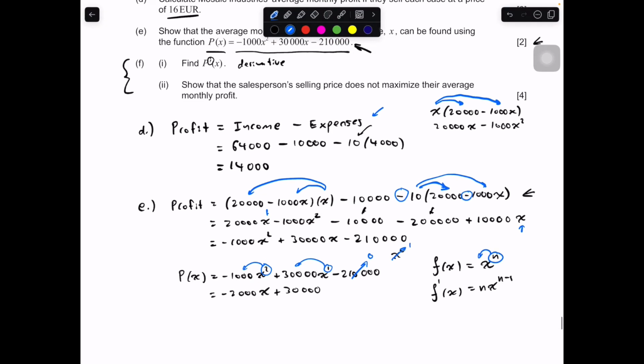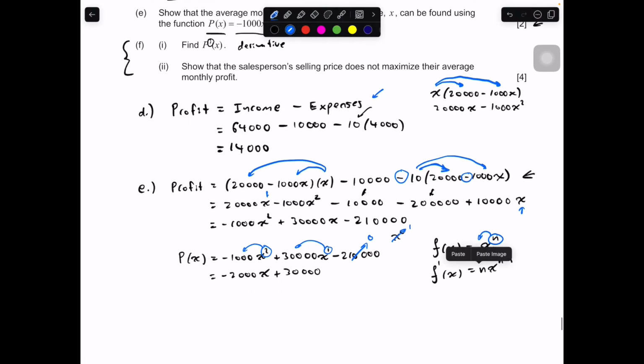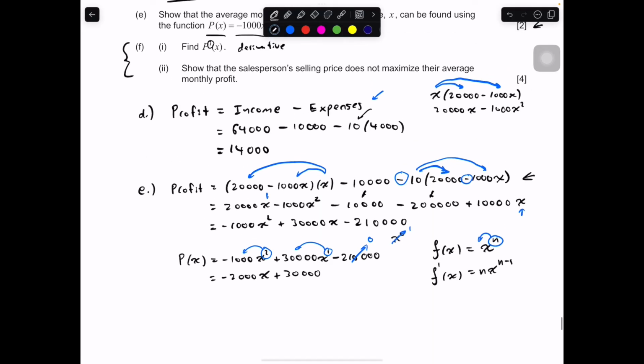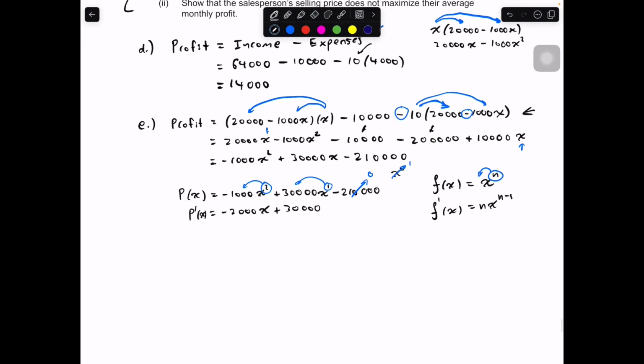Show that the salesperson's selling price does not maximize their average monthly profit. Okay, so 2 parts to this question. It doesn't ask you to make use of the derivative. Sorry, I should put a prime there. It doesn't ask you to make use of the derivative. Nope, I'm sorry, there should be a prime here. So we can actually just graph this function. But if we wanted to use the derivative itself, it's not too bad actually. So let me just provide a little bit of conceptual background.